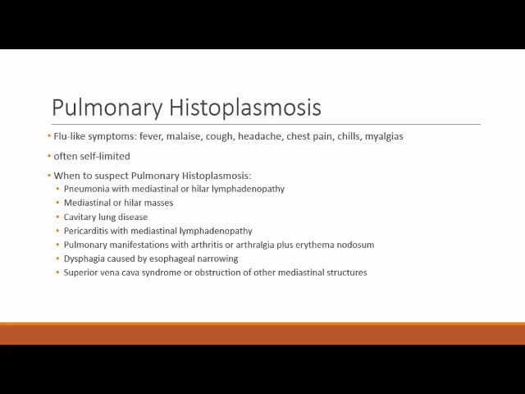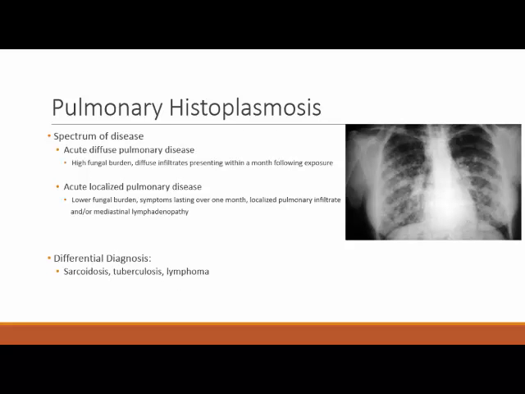So for pulmonary histoplasmosis specifically, the presentation is not very specific. They can have just general flu-like symptoms on initial presentation: fever, malaise, cough, chest pain, nothing that should make anyone too concerned in the beginning. It's often self-limited, but certain cases are when you should start thinking about histoplasmosis, again, if they're in the endemic region. But if patients have a pneumonia with mediastinal hilar lymphadenopathy, if they present with cavitary lung disease, if they have pericarditis with lymphadenopathy, pulmonary manifestations with arthritis and erythema nodosum, dysphagia or SVC syndrome or obstruction of other mediastinal structures, this is when you should start thinking that histoplasmosis could be the reason.